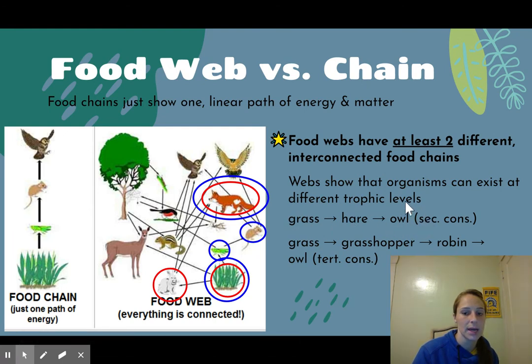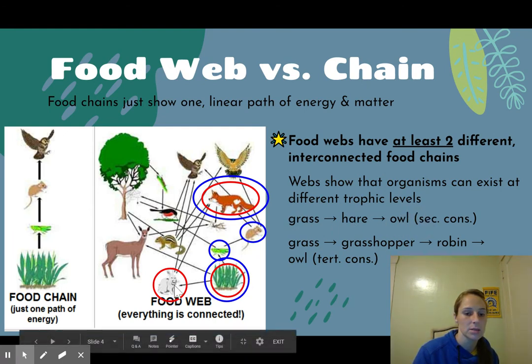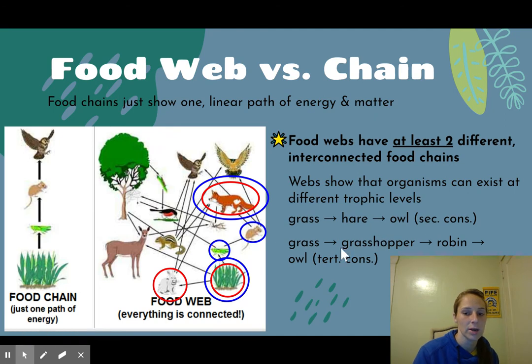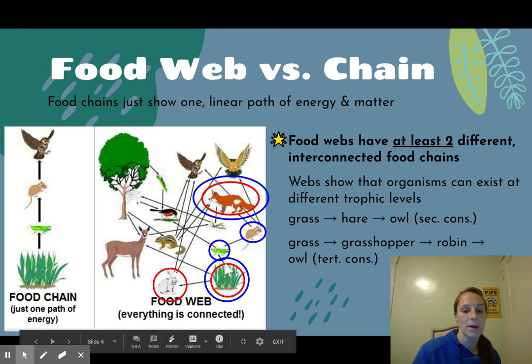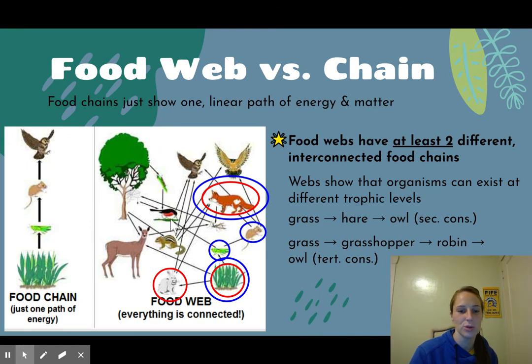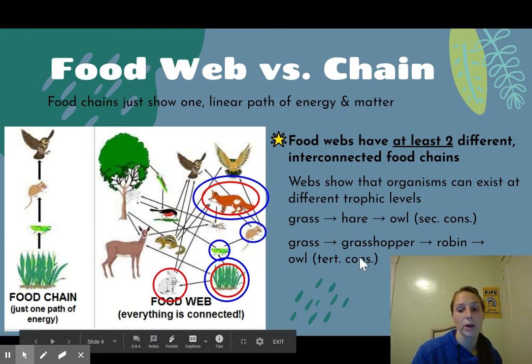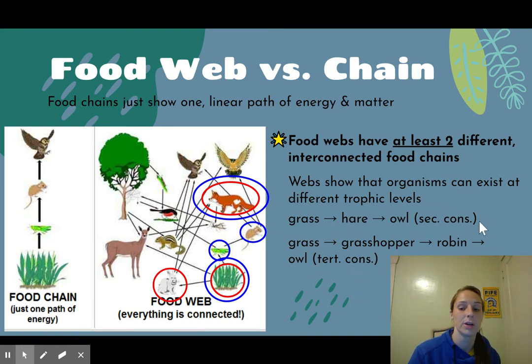The owl is going to be the secondary consumer in that because the herbivore is eaten, so it's a secondary consumer. However, that same owl can also be a tertiary consumer. So if we look at the grass to the grasshopper to the robin, to the owl, now the owl is the tertiary consumer. It's the same owl, but based on different parts of looking at this food web, you're going to see different trophic levels. So food webs show that organisms can exist at these different trophic levels.